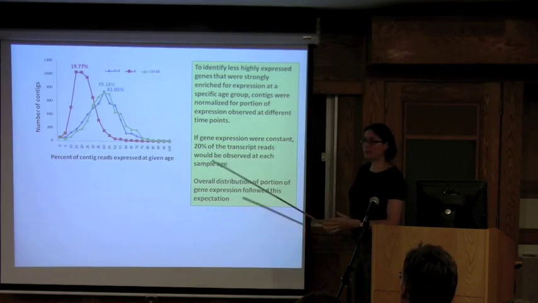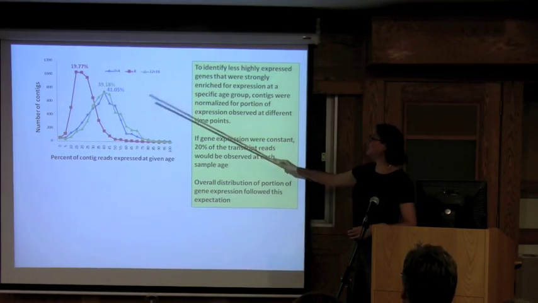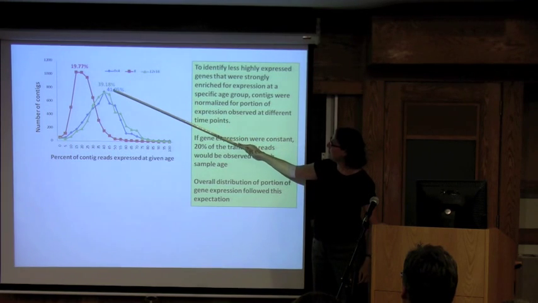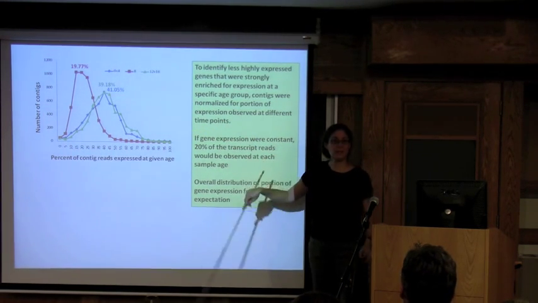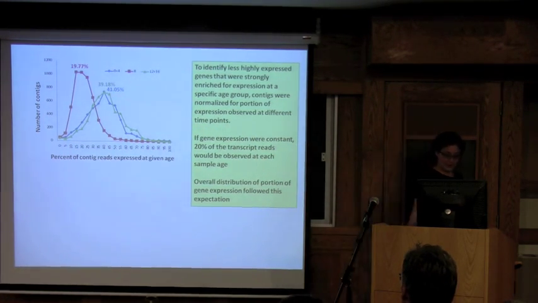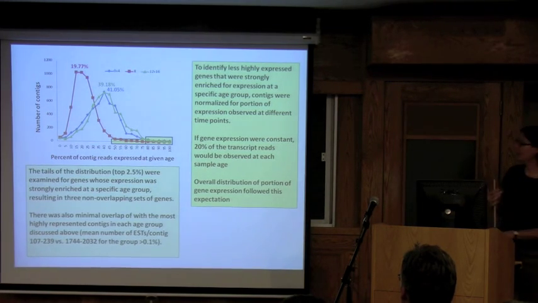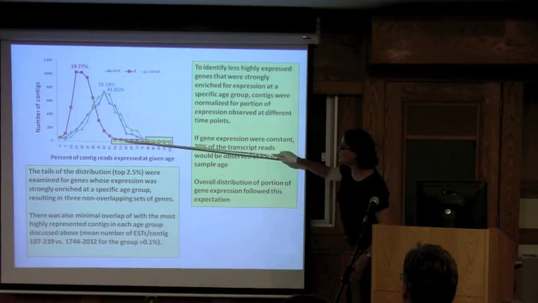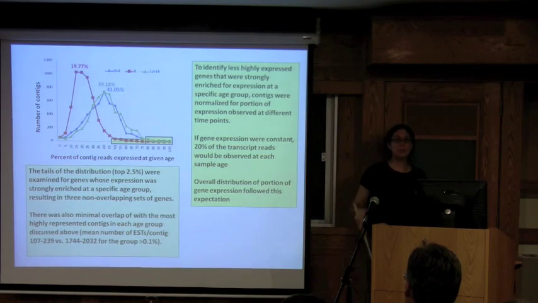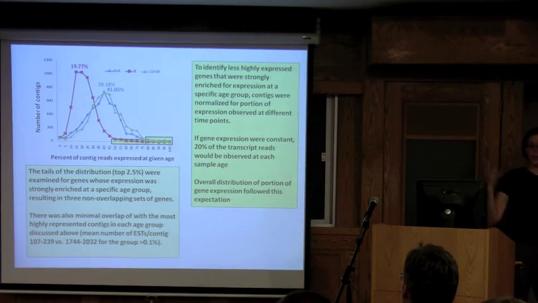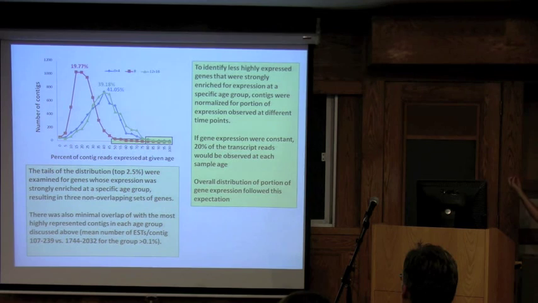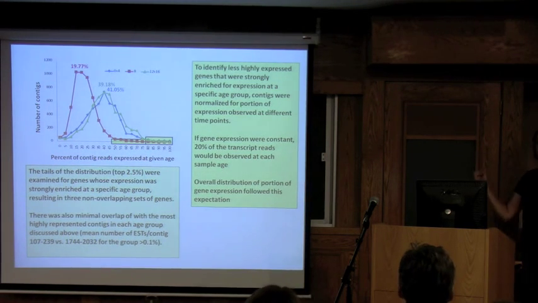Similarly, if we look at 0 plus 4, now you've got 2 time points together, you'd expect 40%, or 12 plus 16, and again, they fell at exactly 40%. So then we asked, what's happening in these tails? The top 2.5% of genes, can we identify transcripts that are specifically enriched?